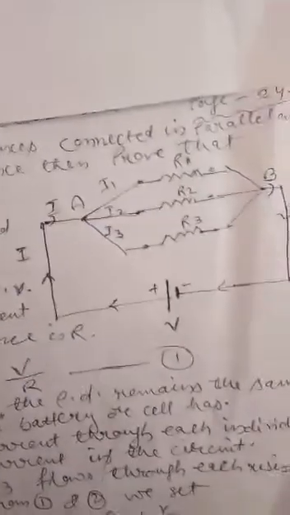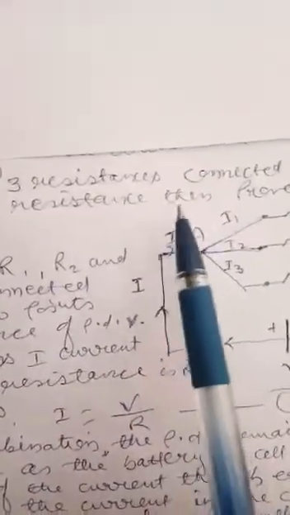Dear students, suppose R1, R2 and R3 are three resistances connected in parallel, and R is the resultant resistance. Then prove or derive that 1 upon R is equal to 1 upon R1 plus 1 upon R2 plus 1 upon R3. You will see the diagram over here.